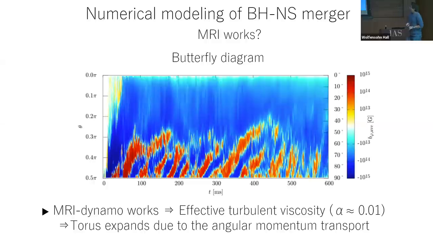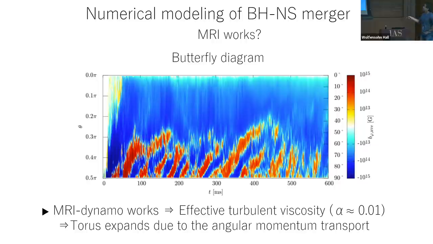So we have to check that this MRI works in oscillation. To see it, we generated the space-time diagram for the azimuthal component of the magnetic field. First, we prepare a sphere with a certain radius, and we project the magnetic field on top of the sphere.